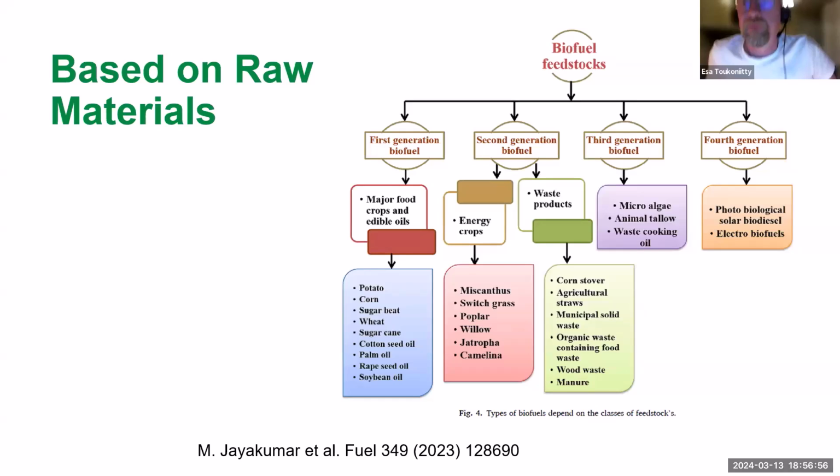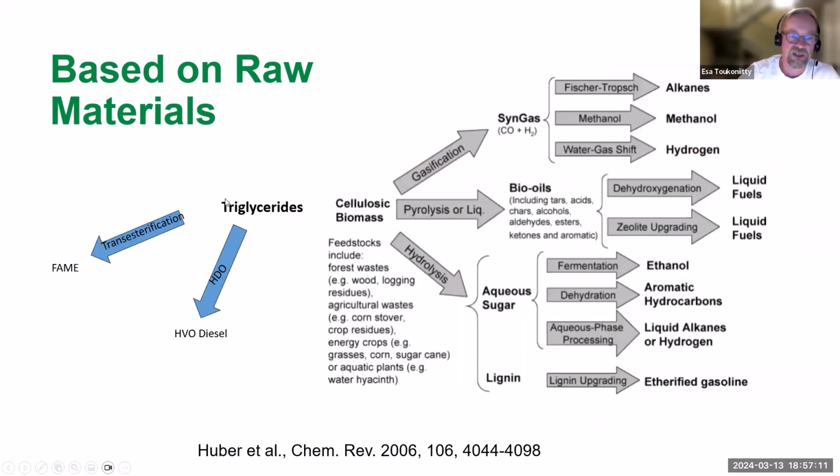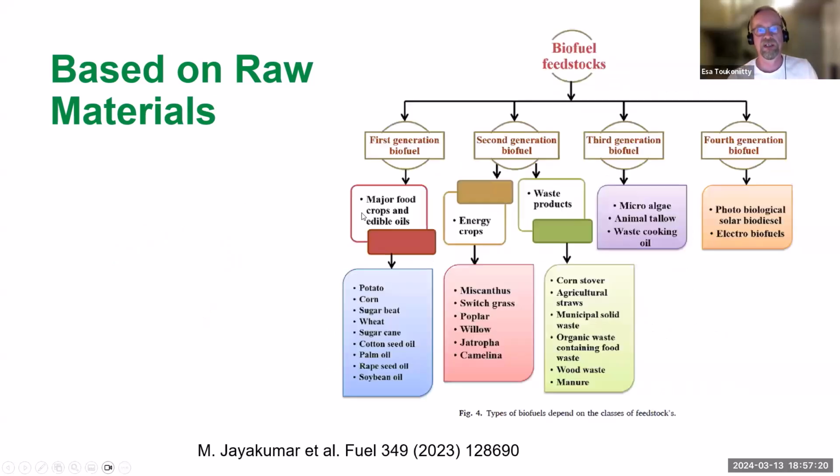One can also, I copied here from different sources this kind of schemes and figures. So here you can also think about what other types of raw materials. So these were like the chemical structures, triglyceride and cellulosic material, that's more on the molecular level. These are more on the, let's say, origin of where it comes from, the plant type.